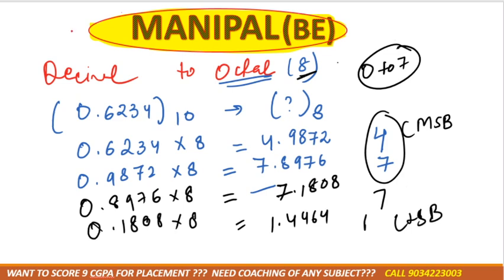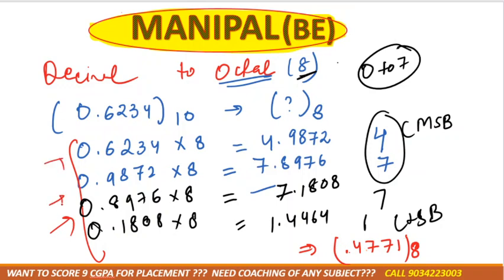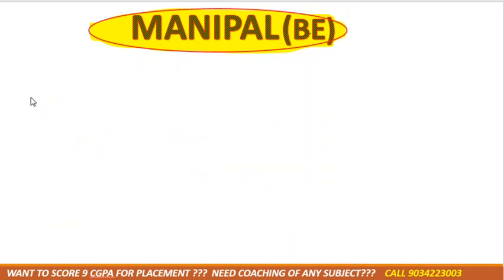So according to this, what should be the answer? That is 47 point. After 4 digits, you need to stop. Like as I told you, after decimal, 4 digits are enough. So every time you have to do it for 4 times. Note it down.